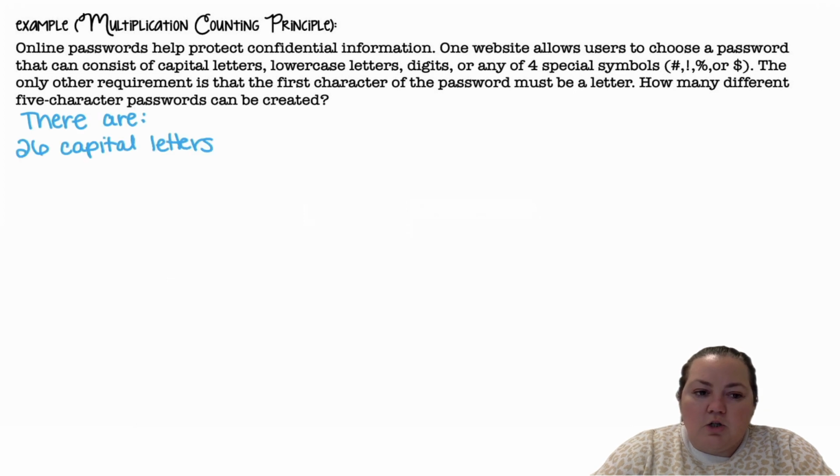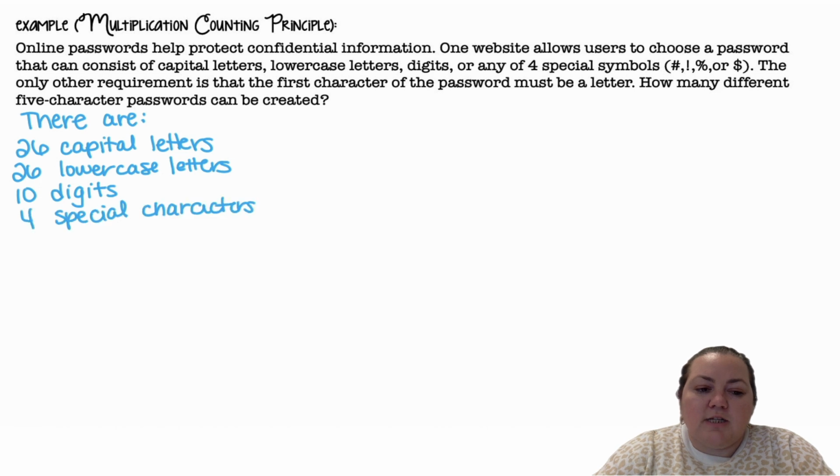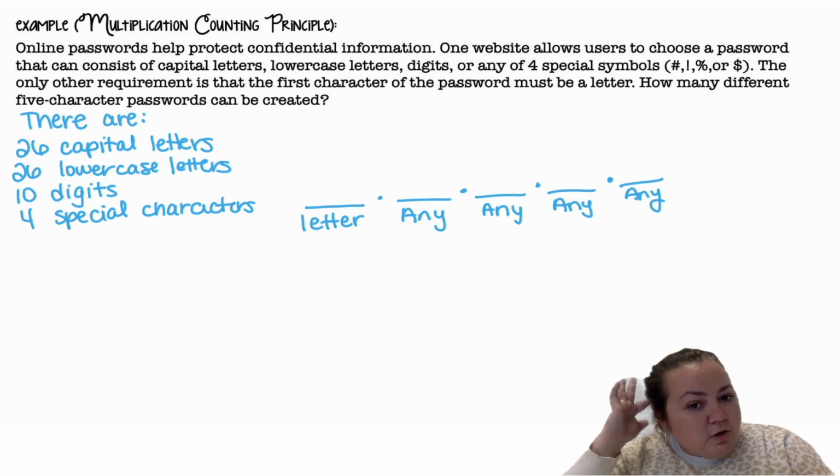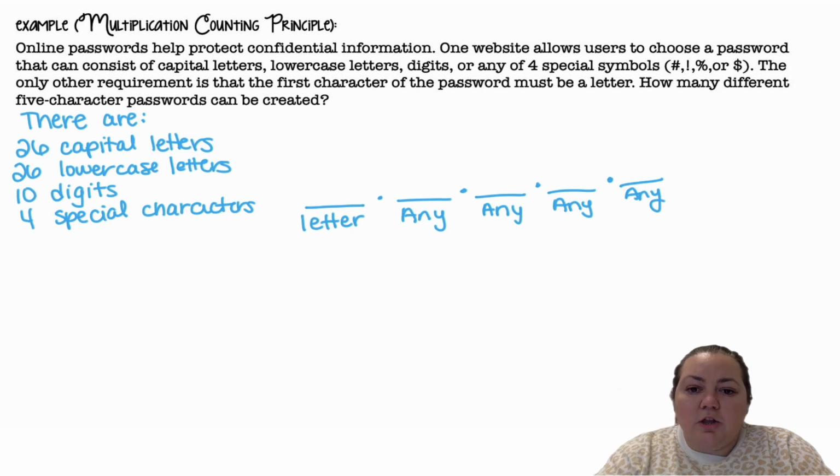All right, so there are 26 capital letters, 26 lowercase letters, 10 digits, and 4 special characters to choose from. We need to have 5 characters. So the first one has to be a letter, and then the others can be anything. So there are 52 total letters because we have capital and lowercase. And then I have 66 total things: 26 plus 26 plus 10 plus 4 gives me 66.